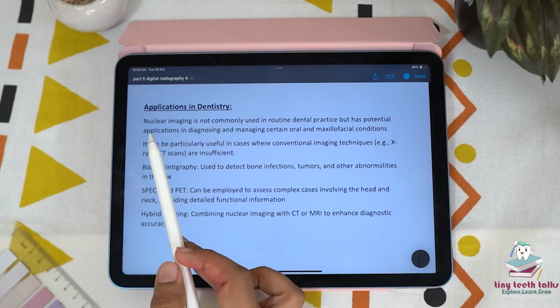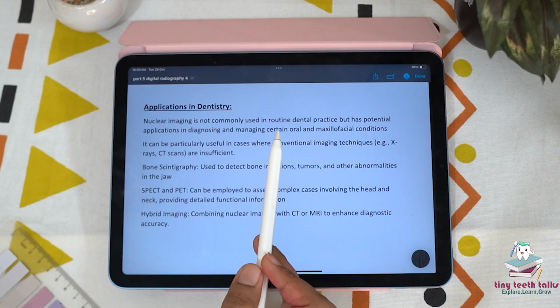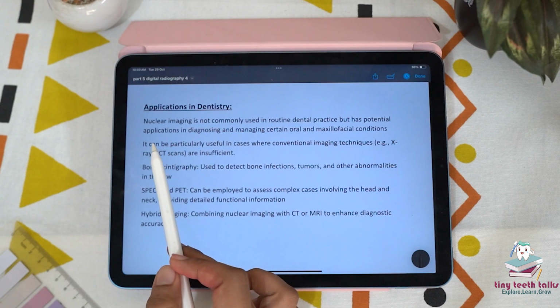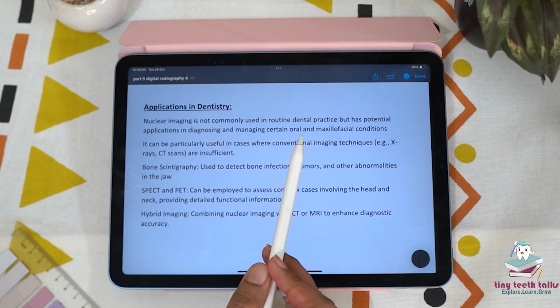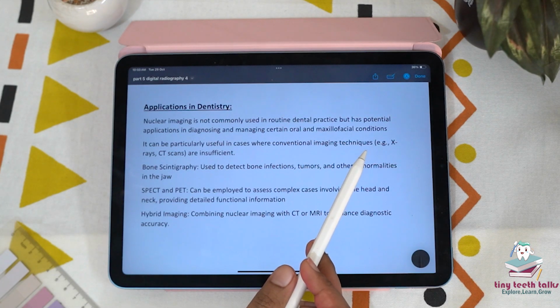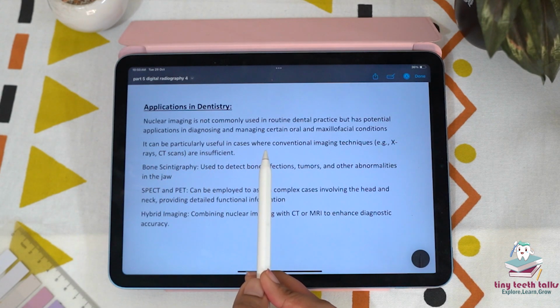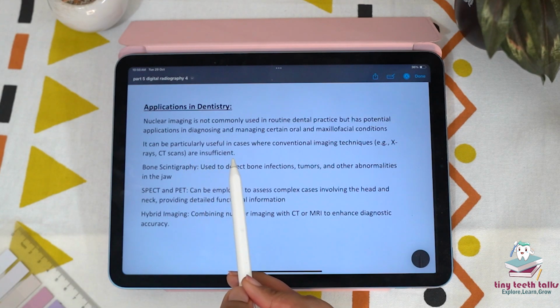Application in dentistry. Nuclear imaging is not commonly used in routine dental practice but has potential application in diagnosing and managing certain oral and maxillofacial conditions. It can be particularly used in cases where conventional imaging techniques are insufficient.